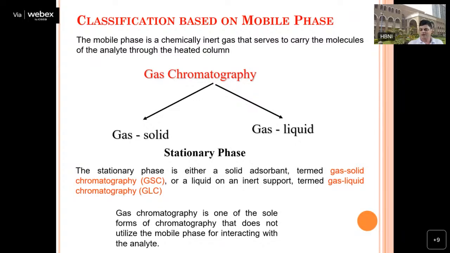What is the major characteristic of gas chromatography? Gas chromatography is the only chromatography technique that does not utilize the mobile phase for interacting with the analyte. In this particular technique, there is no interaction between the analyte and the mobile phase. So always what we choose is a mobile phase which does not interact with the analyte. We will also see some examples in this case.